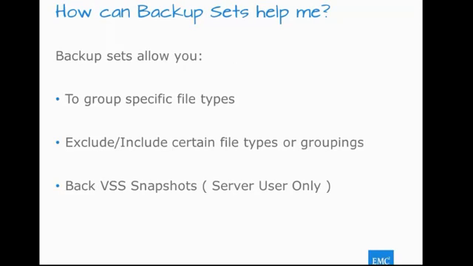So moving on then from file selection and identifying what files I should and should not be backing up, we move to backup sets. We have two file selection options in the Windows client, and that's backup sets or the file system tab. From the Windows point of view, backup sets allow you to group specific file types together.